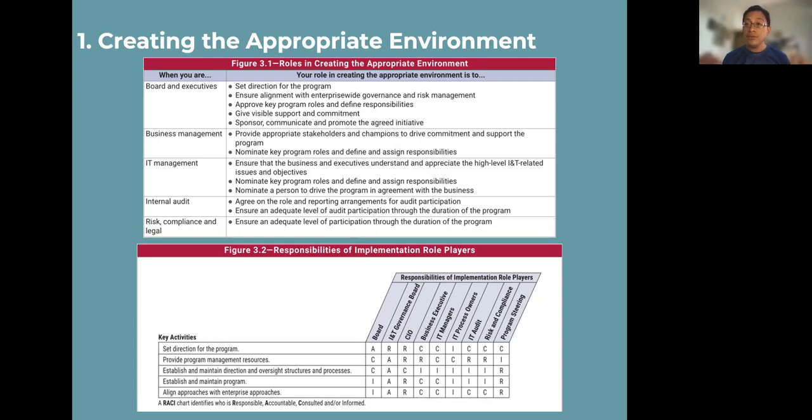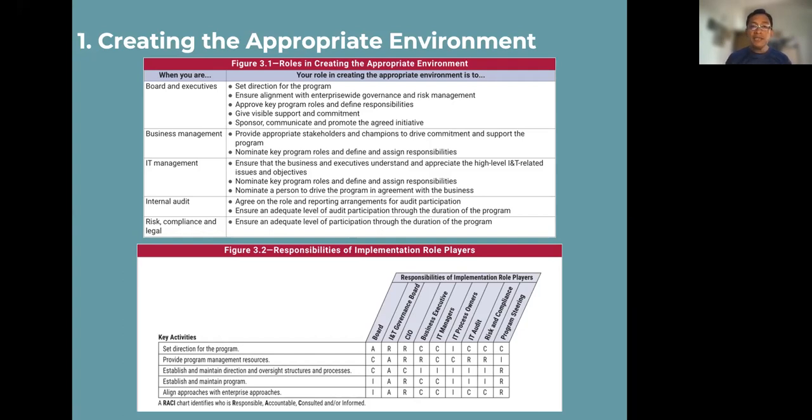It means that you need to design a structure, you need to decide who performs what. You need to decide the RACI, like here in the figure below, 3.2. And then you need to approve, and you give visible support and also commitment. Everybody needs to commit, from top level management until the management of the business and also the IT for sure, all of them need to be committed, otherwise it won't work. Okay, the sponsor, and then to communicate and to promote the agreed initiative, everyone needs to be involved, right?